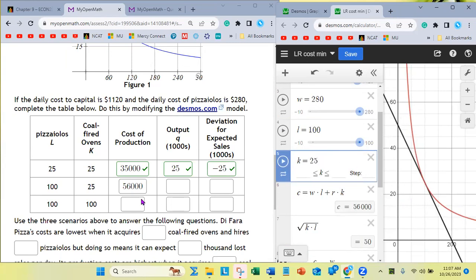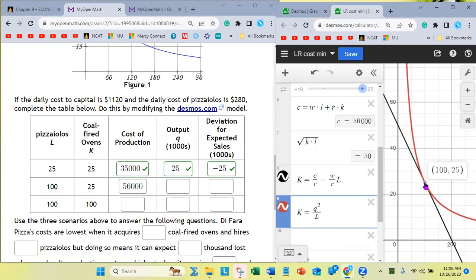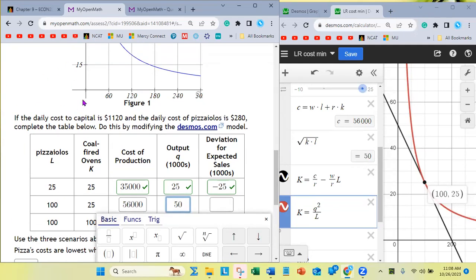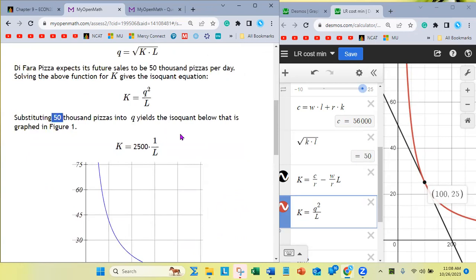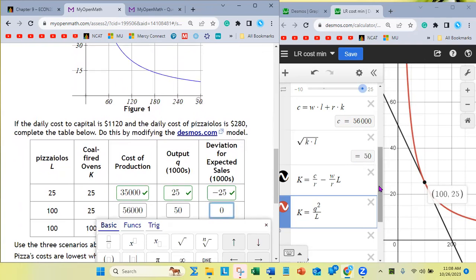Okay. Now at 125, where am I on this budget line? I'm right here, right? And notice that point is also on the ISO cost line. I know that to be the case because the square root of capital times labor produces 50 units of output, and I expect to sell 50,000 pizzas per day, right? So my deviation from expected sales is 0 here, right?